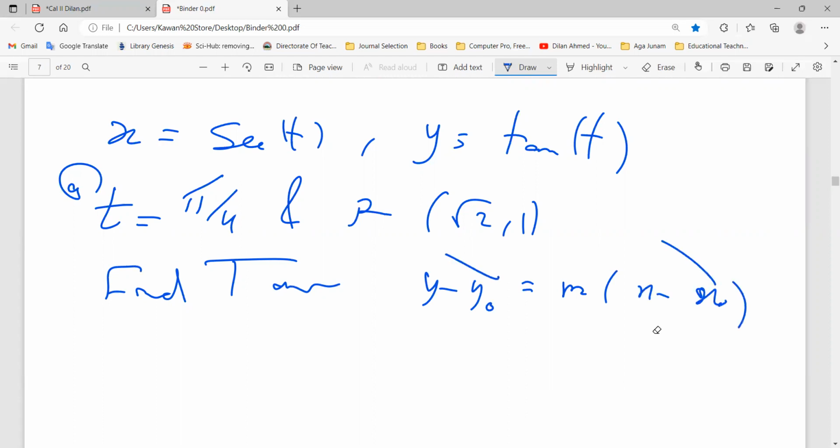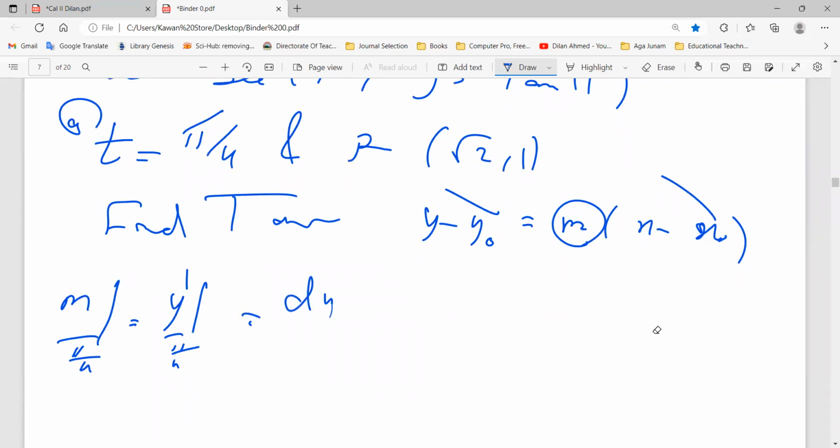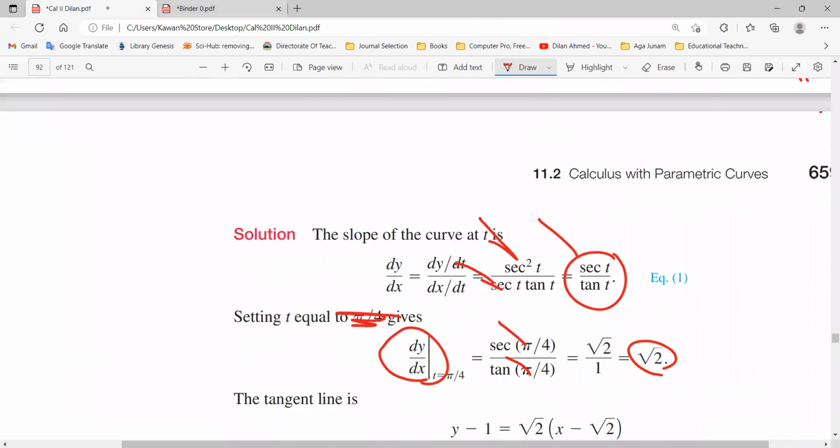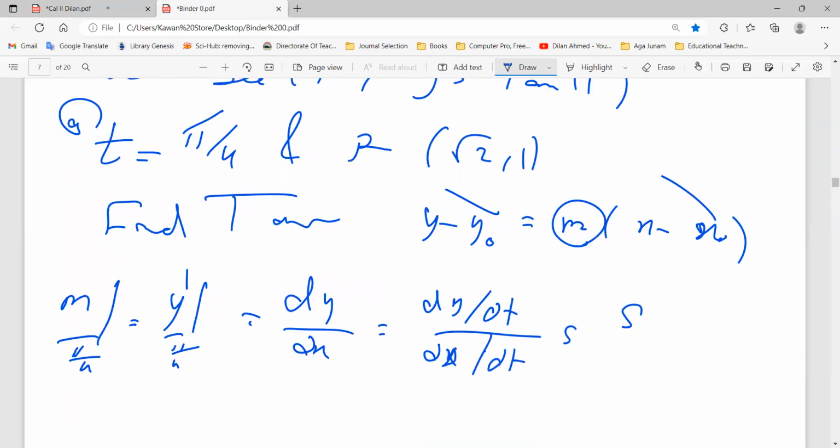I have that one, but I don't have a slope. So I say m at pi over 4 equal to the first derivative at pi over 4. Am I right? And I know the first derivative is dy/dx, and I know it is equal to what? dy/dt over dx/dt. It was the result. Let me write just the result. You know how to do it. The result was what? Square root of 2. Am I right?